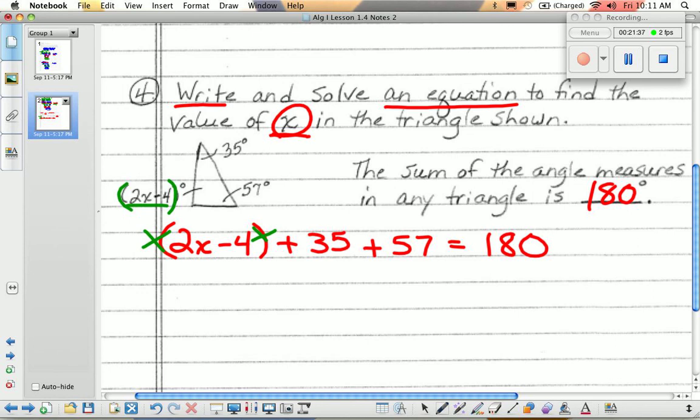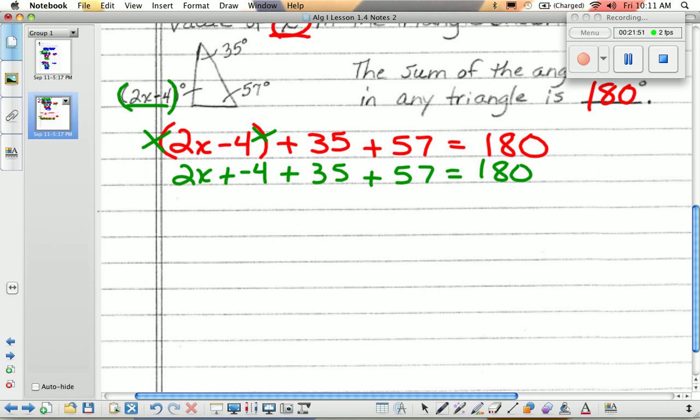So now, we are going to write this as 2x plus a -4 plus 35 plus 57 equals 180. We got rid of the parentheses, we changed our subtraction to add the opposite, and we decide, are we ready to solve, or do we need to simplify first? Simplify. We have some like terms, don't we? What are they? 35, 57, and -4. Those are all like terms. They're all constants. They can all be added together. So 2x doesn't have anybody to be added with.